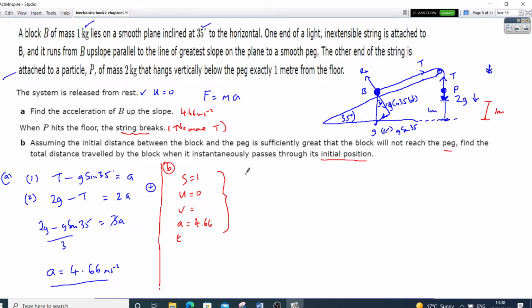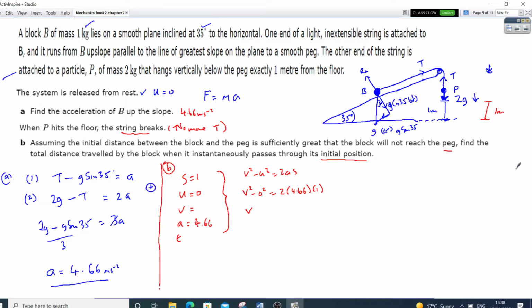So we've got V squared minus U squared equals 2AS. Now we want to find what V squared is, the final speed. Take away 0 squared equals 2 times 4.66, and S is 1. So if I put all that in a calculator and square root it, I'm just going to quickly do that all in one go.